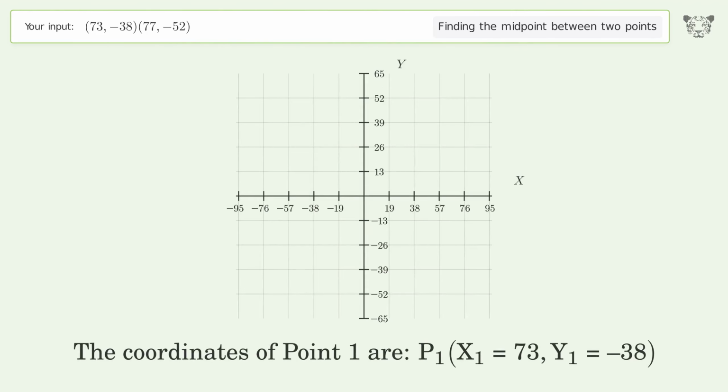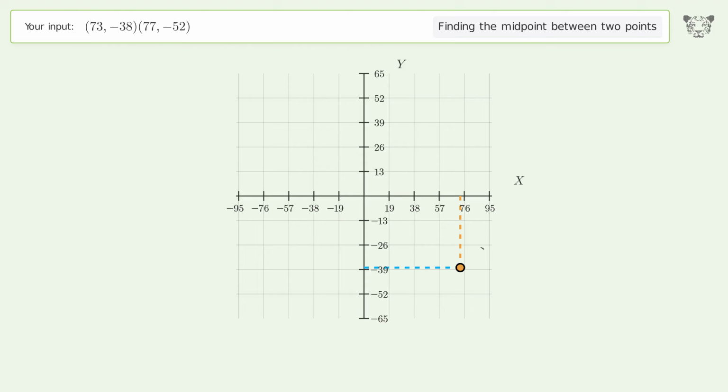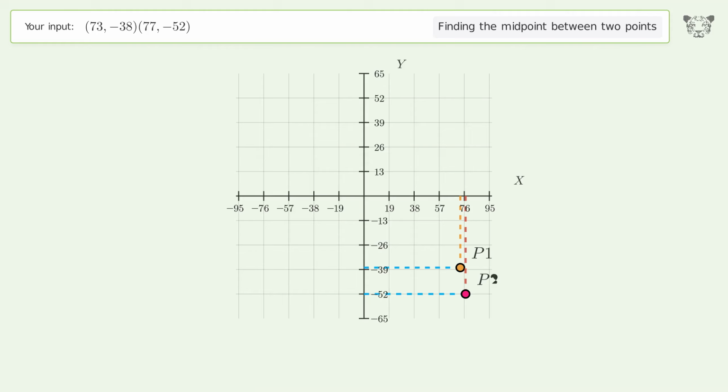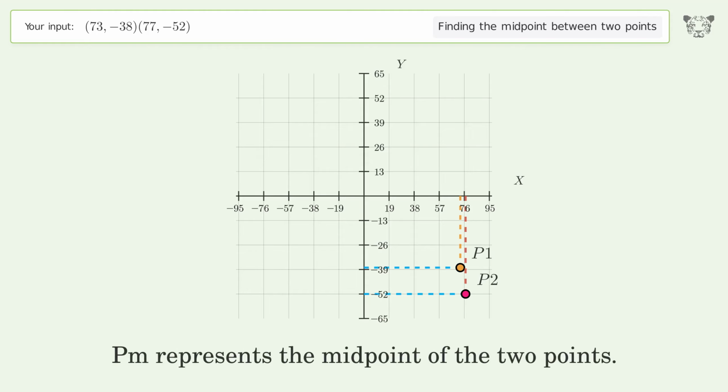The coordinates of point 1 are, x1 equals 73, y1 equals -38. The coordinates of point 2 are, x2 equals 77, y2 equals -52. PM represents the midpoint of the 2 points.